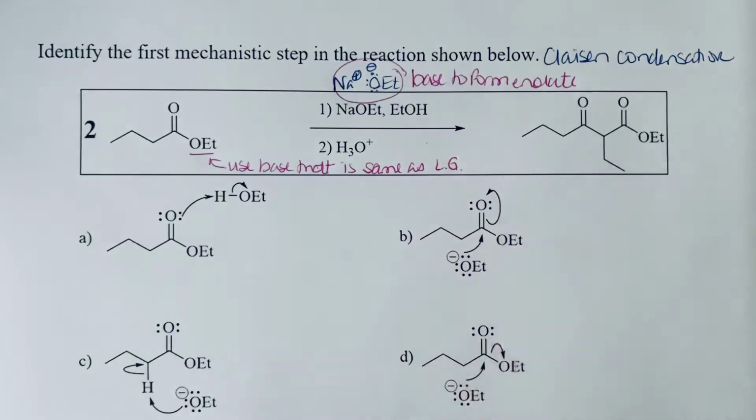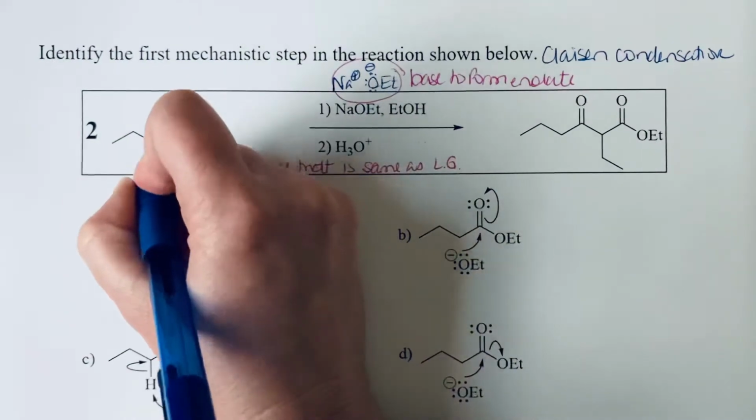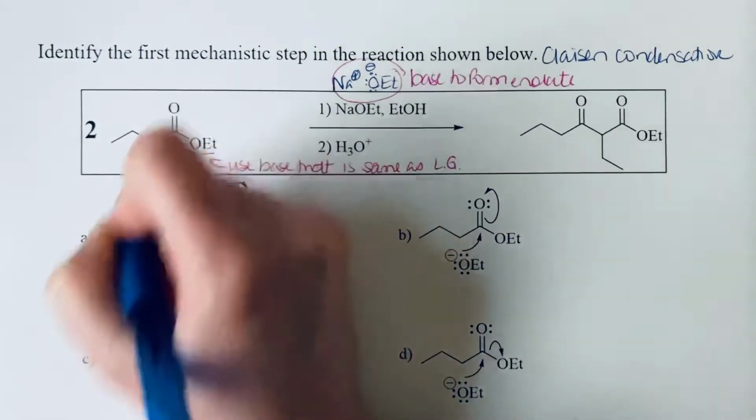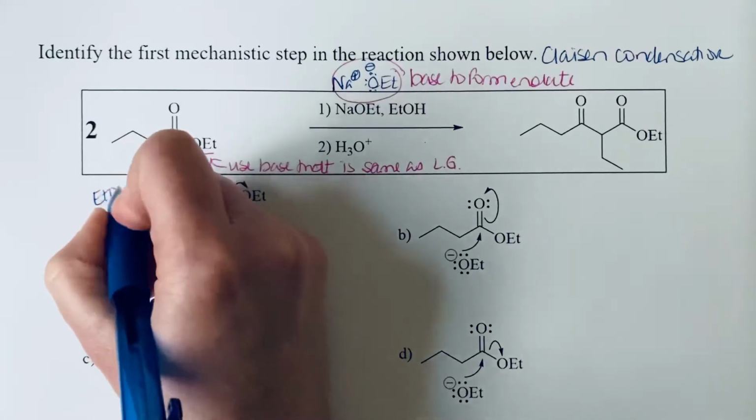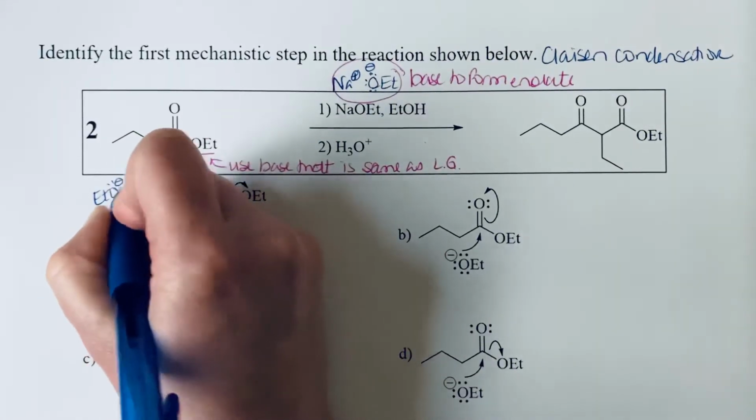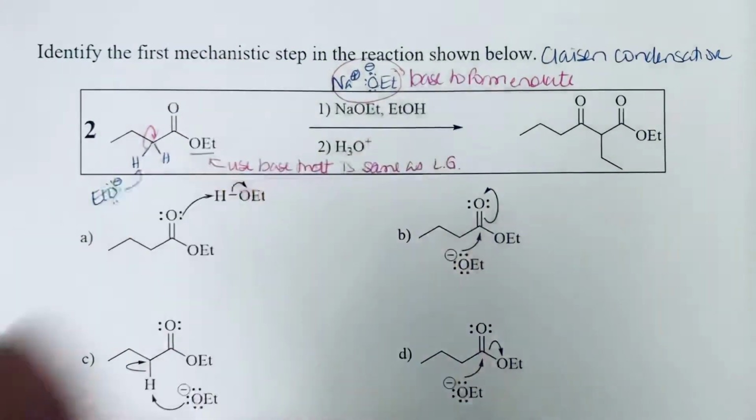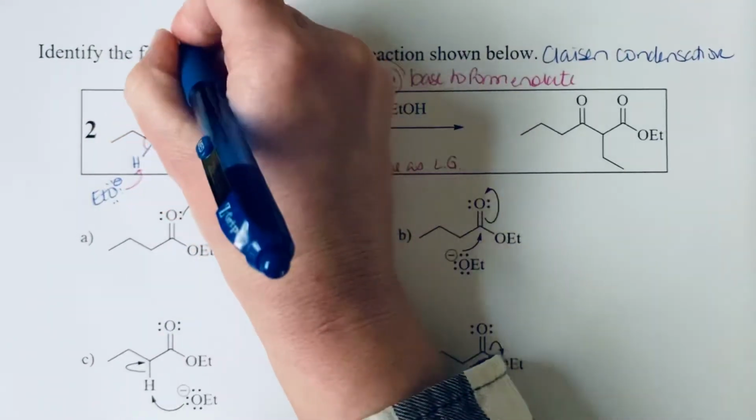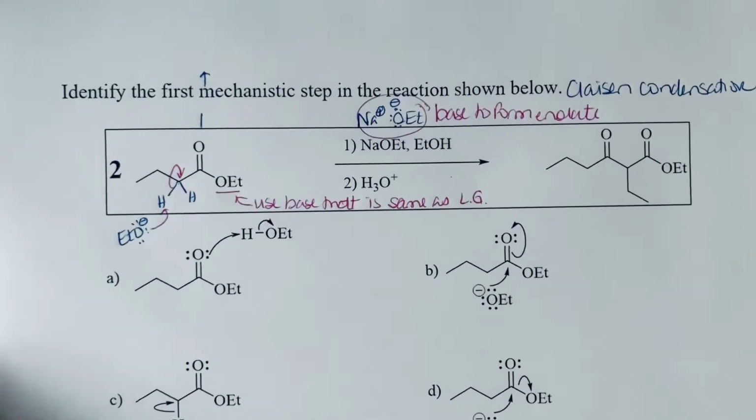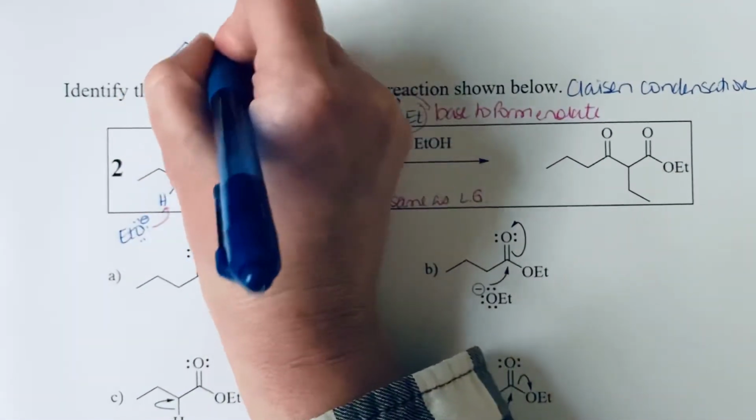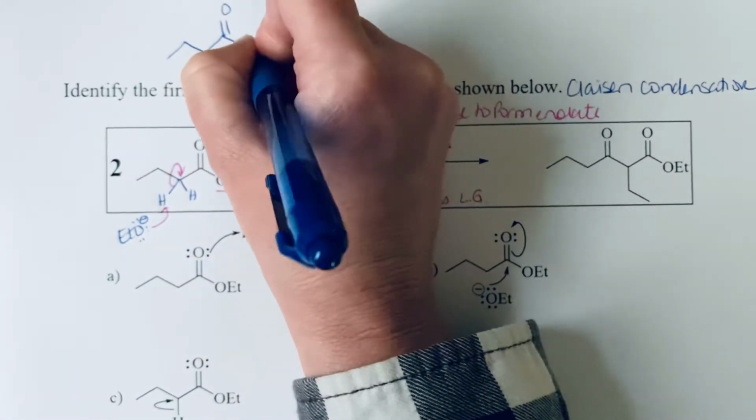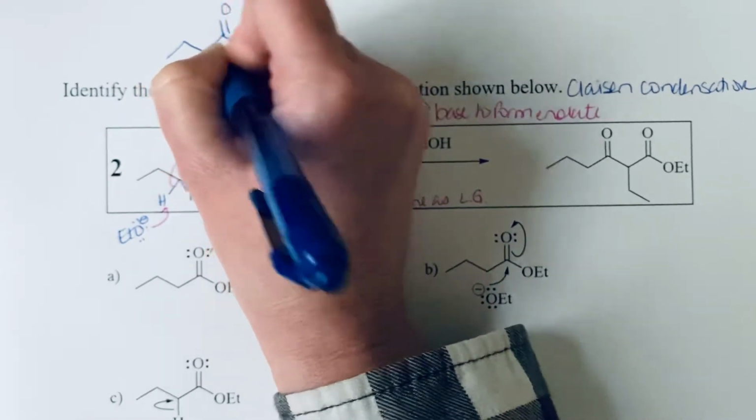Okay, but if this is a base to form an enolate, and this is asking us about the first mechanistic step, the first thing we need to do is form an enolate. So under basic conditions, the first thing you're going to do is deprotonate. So this is going to deprotonate at this alpha carbon. So you're going to have ethoxide, and it can remove one of those two alpha hydrogens to form the enolate. So we can draw that enolate up here. So we have a negative charge there.